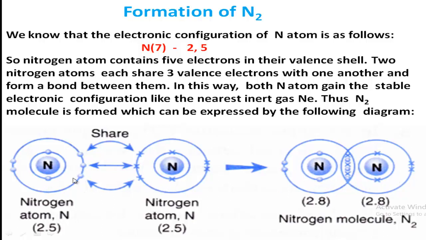Since both are the same atoms, you can use different signs for the electrons. Here small balls and here a cross sign are used for denoting electrons, and it will be very clear how 6 electrons from both atoms take part in this bond formation. So in this way a nitrogen molecule is formed by covalent bonding. Now you will see another example.